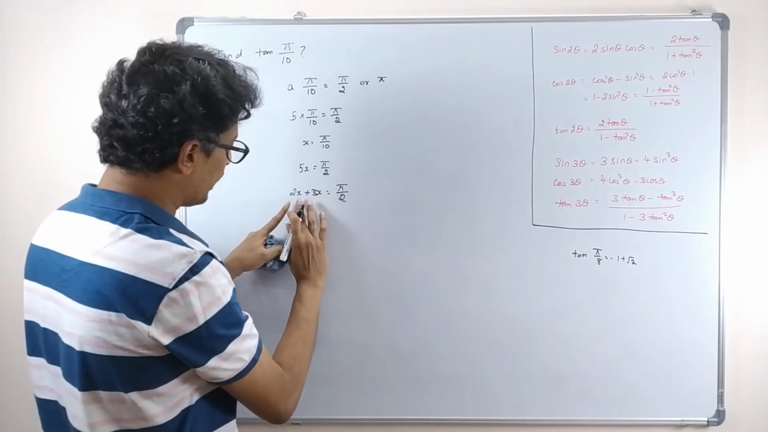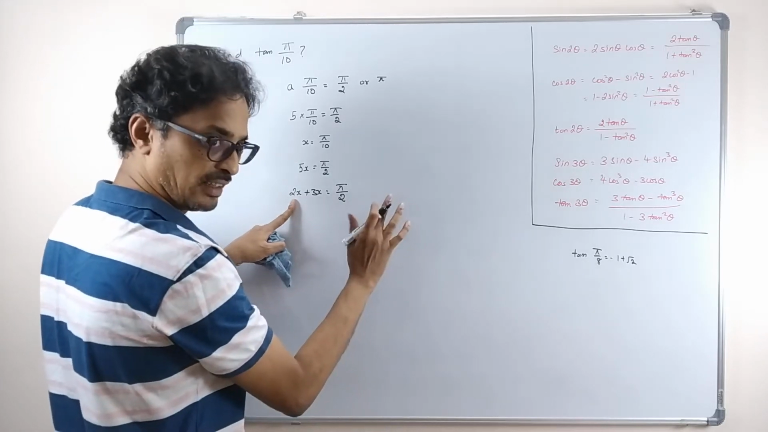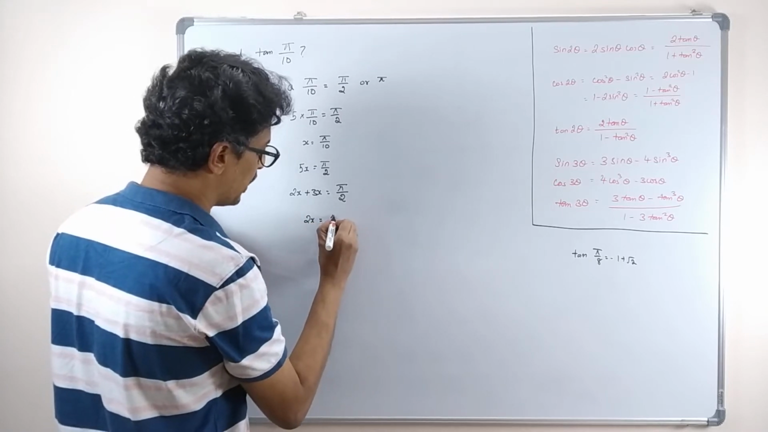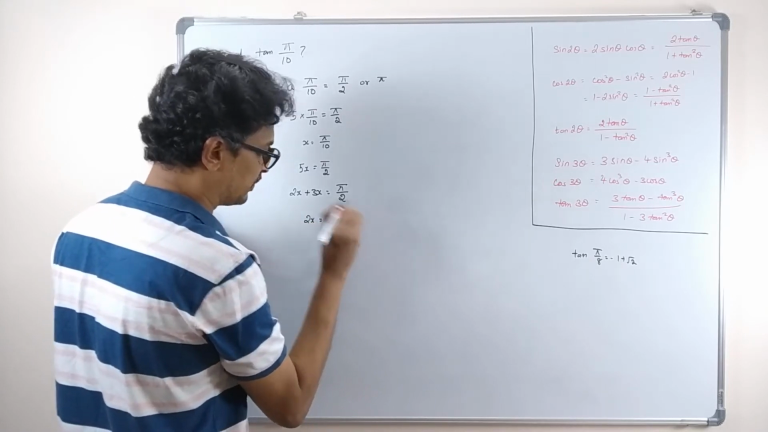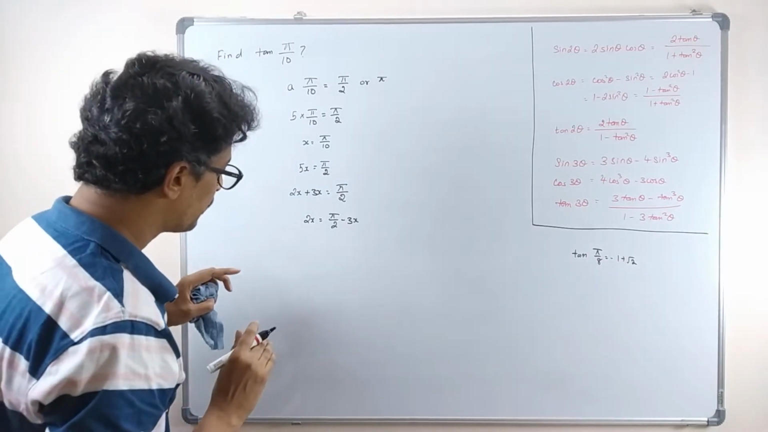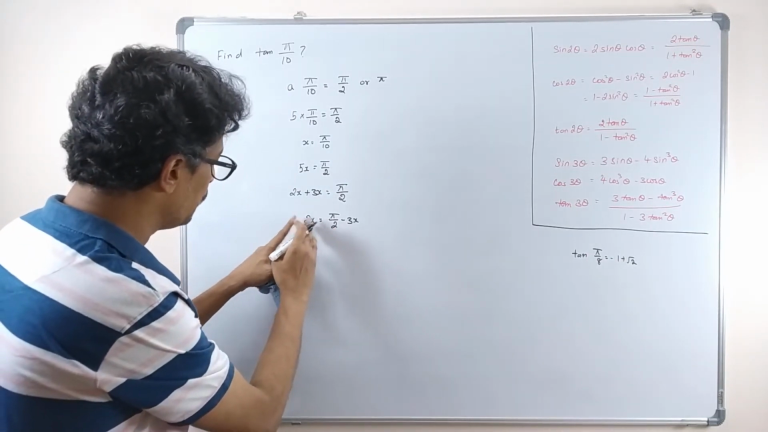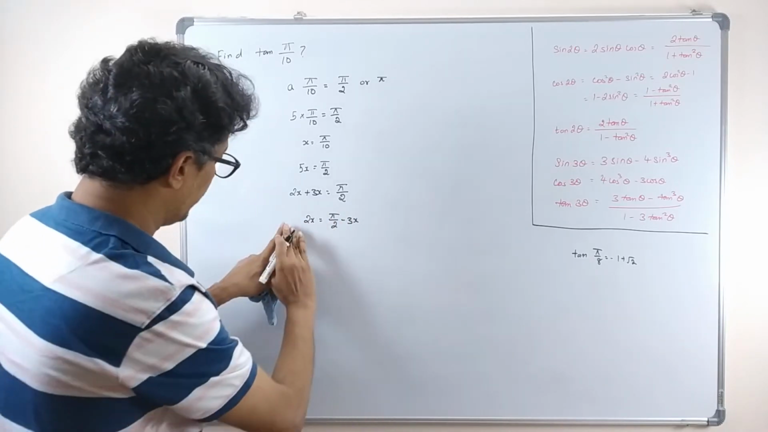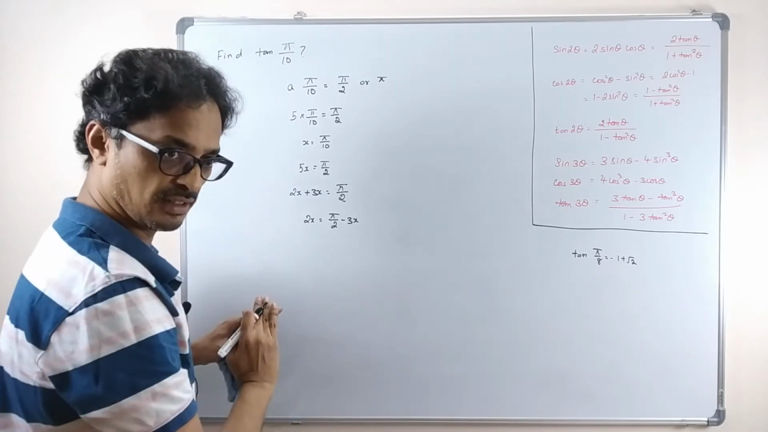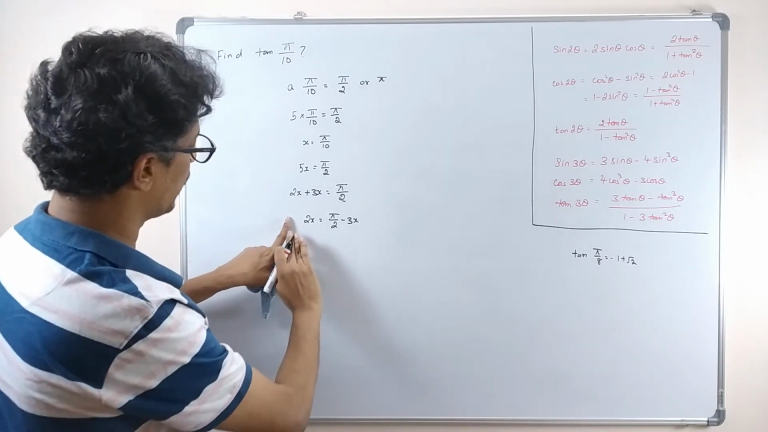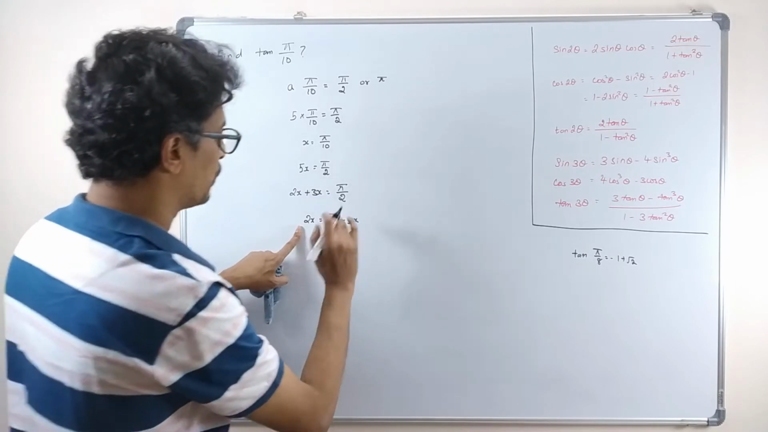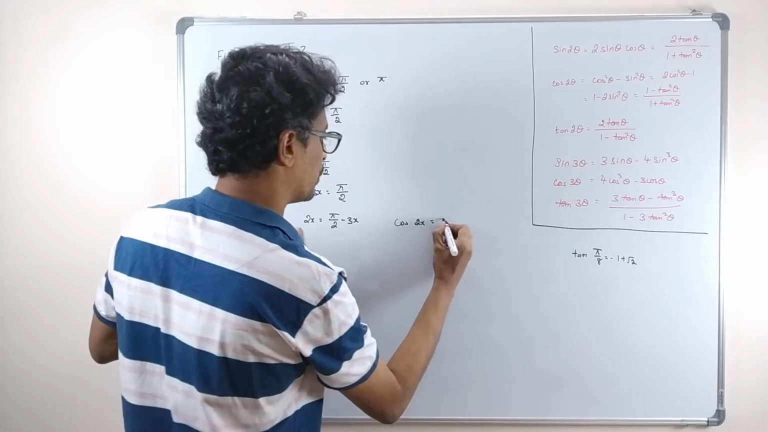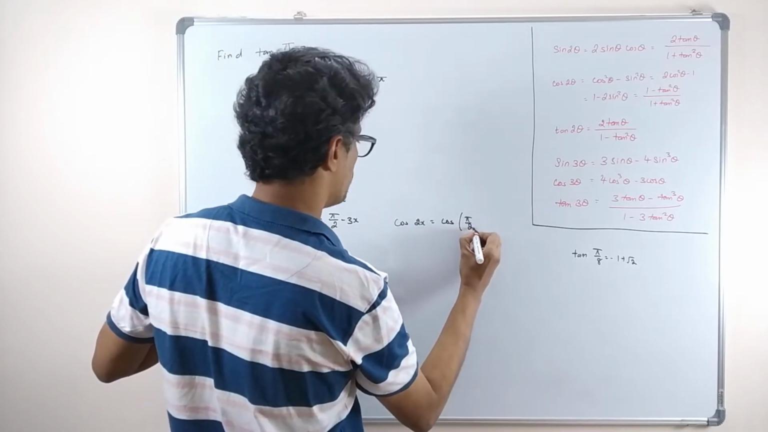So what I am going to do is take either of the angles, and I will take one angle to this side. So 2x equals pi by 2 minus 3x. Now I can take either sine on both sides or cos on both sides. If I take cos on both sides, what are we getting? Cos 2x will be equal to cos of pi by 2 minus 3x.